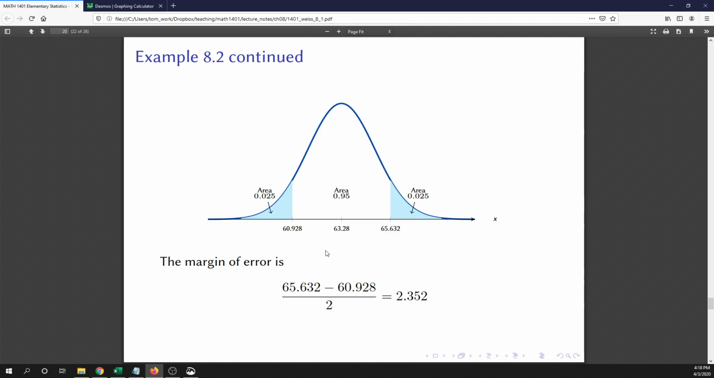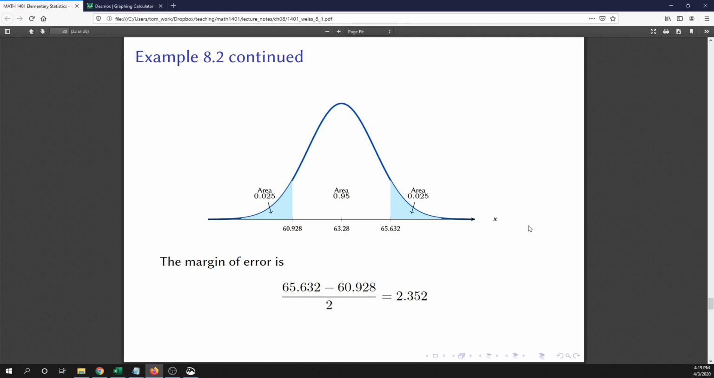And remember, originally I said that the margin of error is the length of this interval divided by 2. You can also get it that way. So if I take the upper limit minus the lower limit and divide by 2, that will also give me the margin of error. So in some of the problems in the book, they ask you to calculate the margin of error both ways, as the length of the interval divided by 2, and also using the formula that I'm about to show you. Okay. So there's our 95% confidence interval.